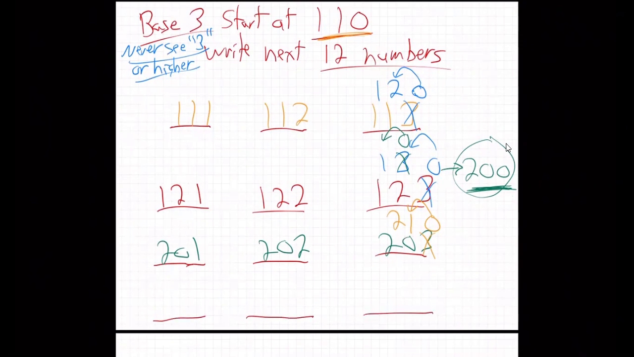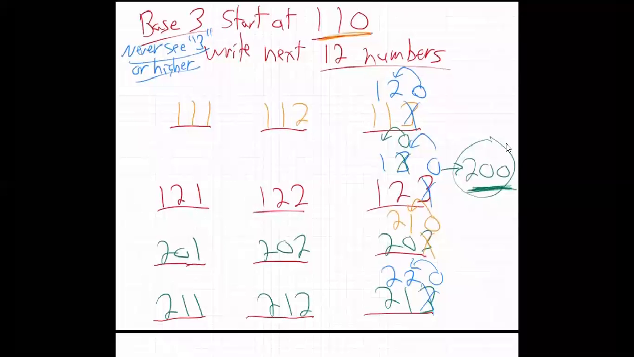One more row. So after 210 comes 211, 212, 213, but again, we can't have the 3. Instead, write a 0 and carry, so it's 220. We carried into that next spot, so it became 220. And there we go. And so we got it. That's how we do that. That would be the next 12 numbers.